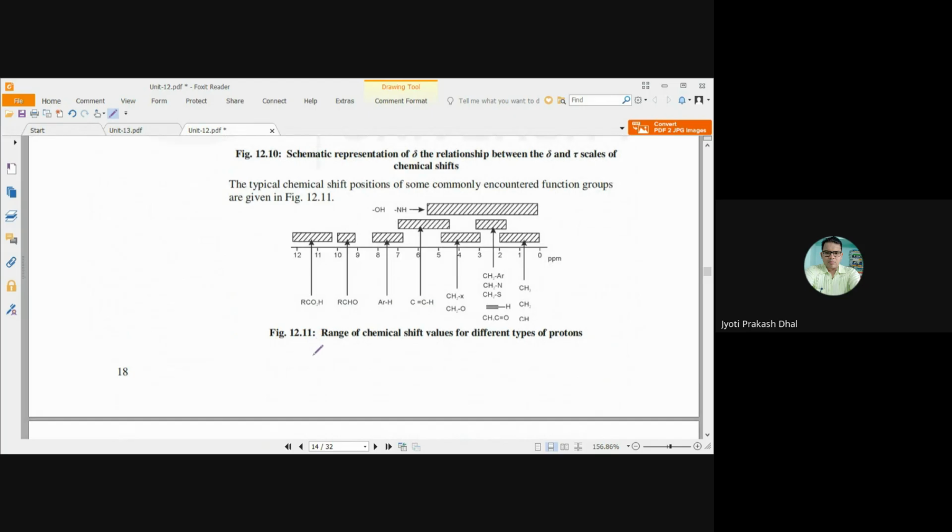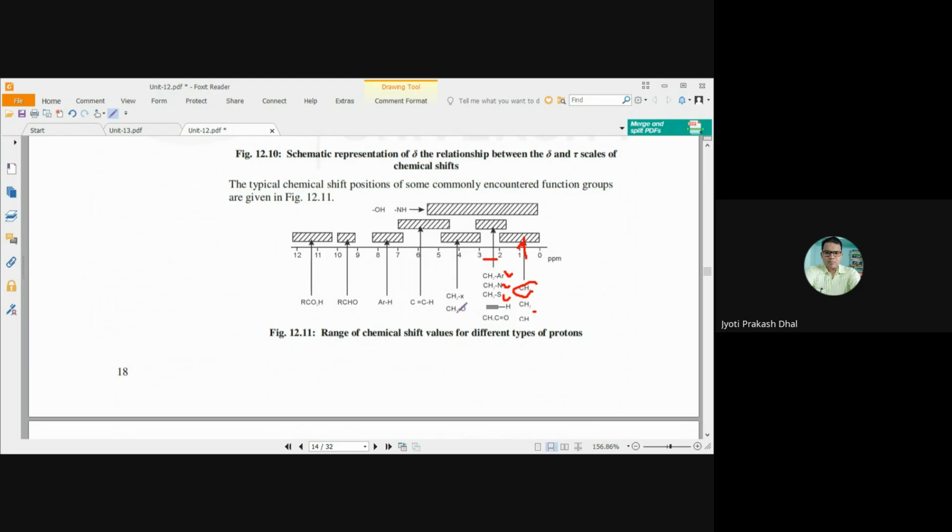And here in the figure is given the range of chemical shift values for different types of protons. This is the chemical shift value for methyl, CH3, CH2, CH. For this type of proton the chemical shift value falls in the range 0 to 1 ppm. And for CH, if the carbon is attached to nitrogen, sulfur, or an aromatic ring, its delta value will fall within 2 to 3 ppm.